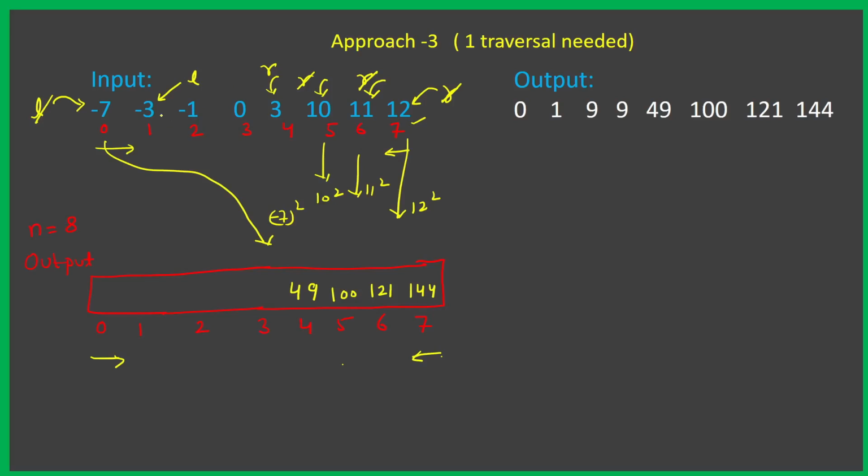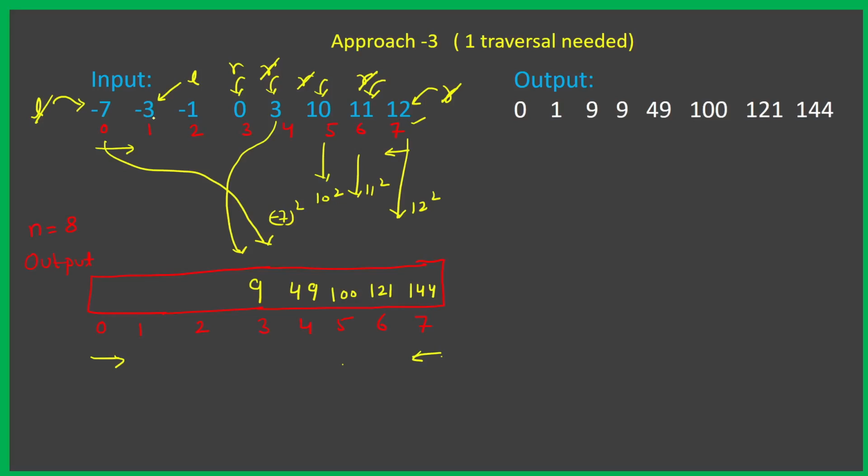So what I will be doing here is comparing left and right. Here 3 is not greater than 3, so I will just find the square of the right element. If left is not greater, I will find the square of the right element. So the square of 3 will be 9, and I will be decrementing here.